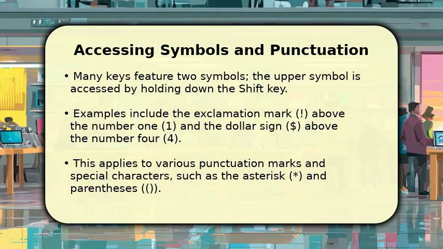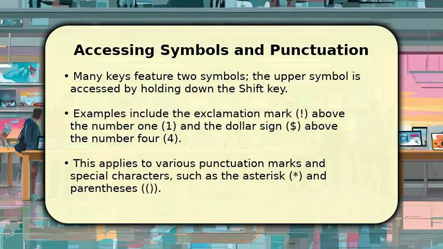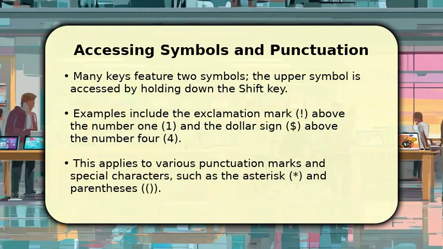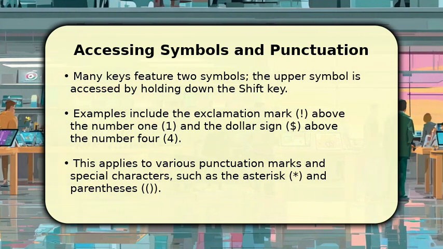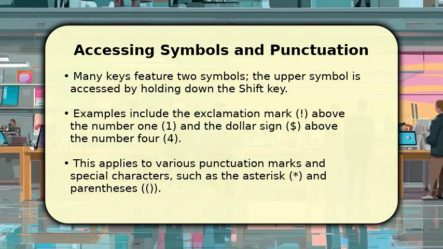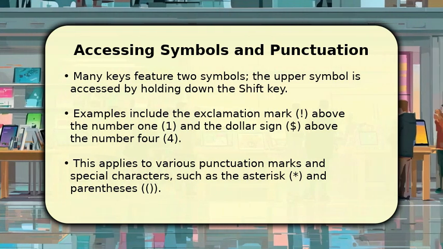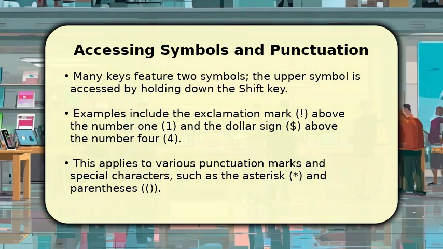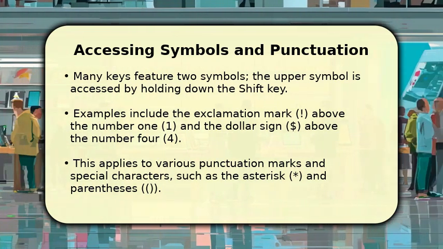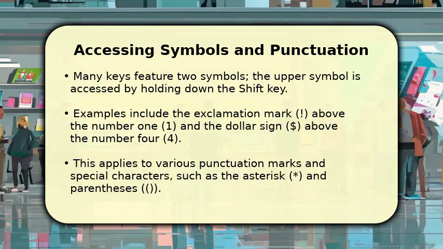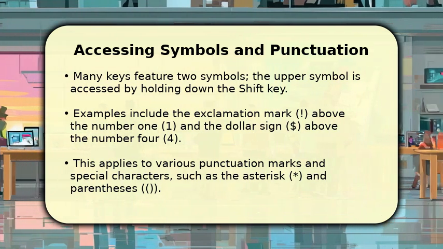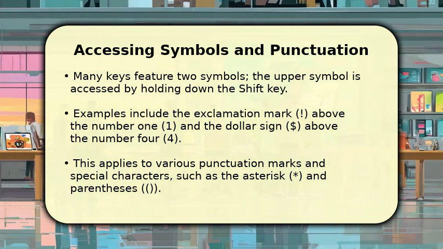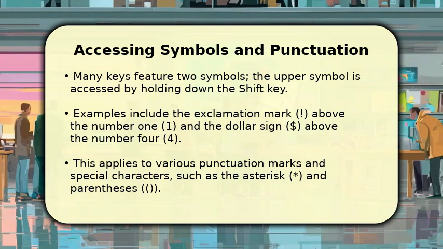Beyond capital letters, the Shift key is essential for accessing the upper symbols found on many keys. Look closely at your keyboard, and you'll notice that keys like the number row often have a symbol printed above the number. For instance, to type an exclamation mark, you hold Shift and press the number 1 key. Similarly, the $ sign is accessed by holding Shift and pressing the number 4. This principle applies to a wide array of punctuation and special characters, greatly expanding your typing capabilities.